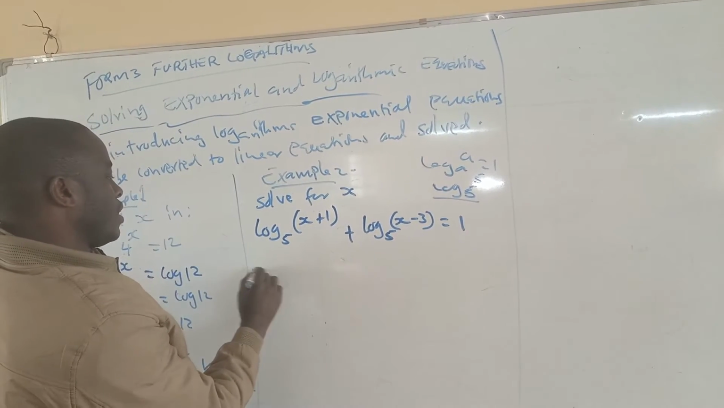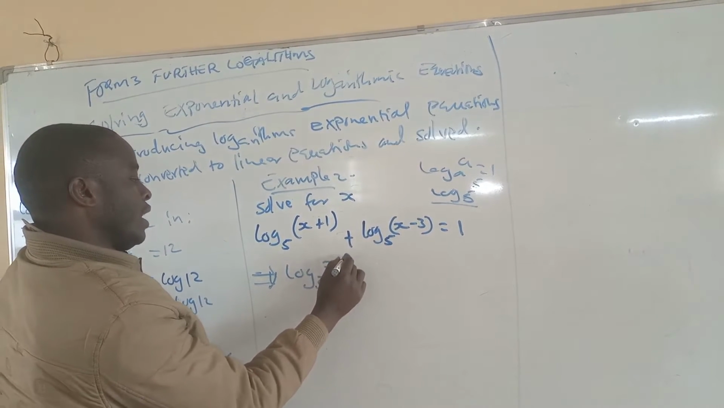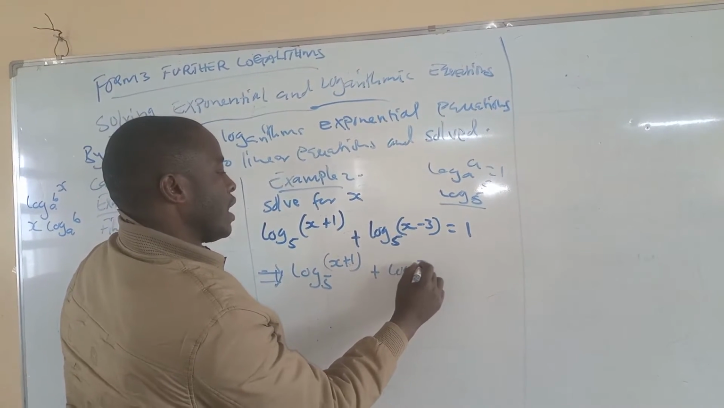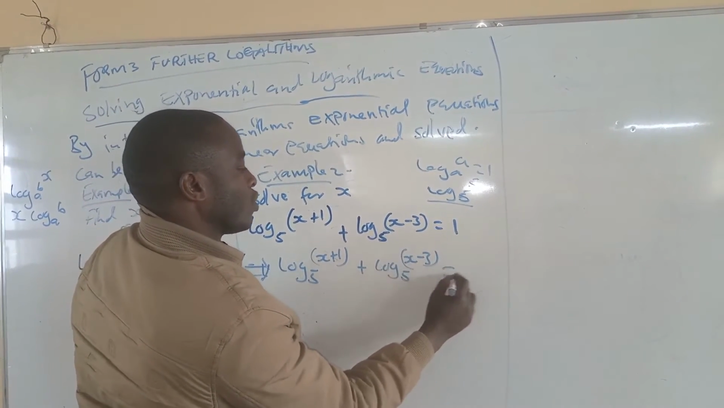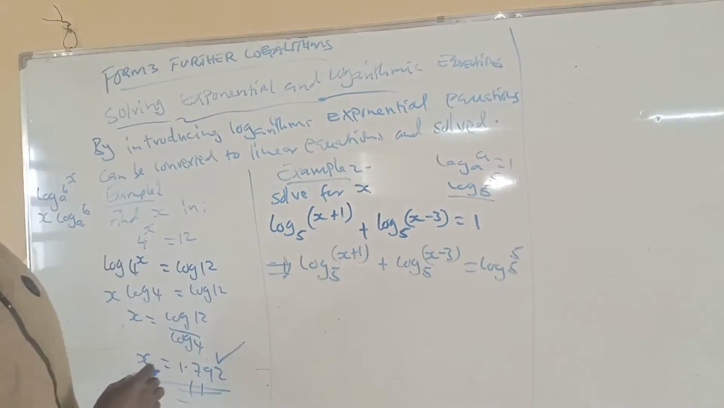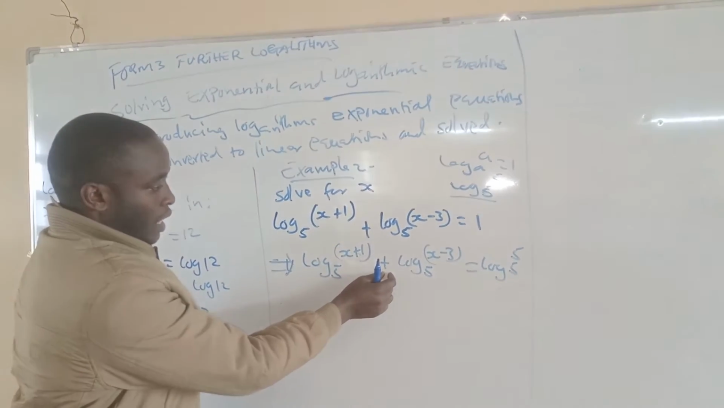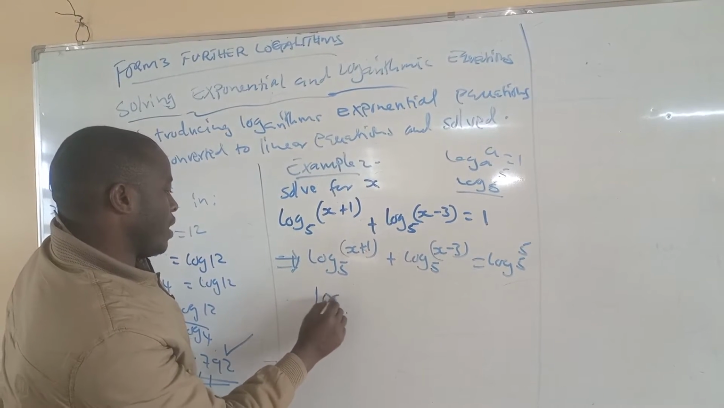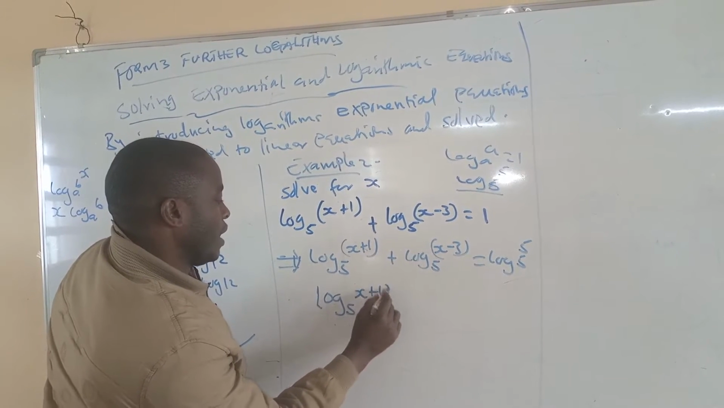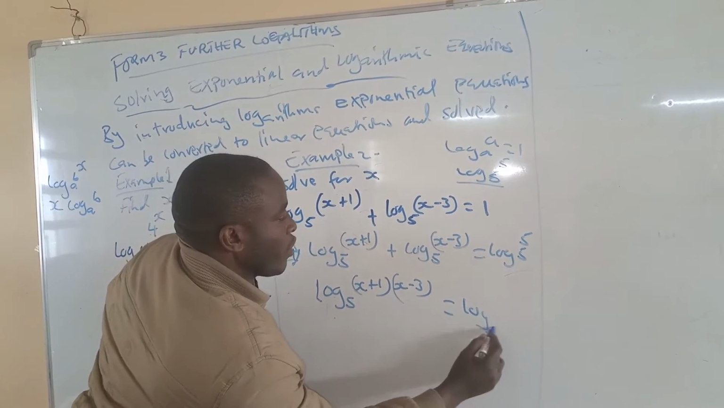And therefore if we rewrite the equation, we shall have log base 5 of (x plus 1) plus log base 5 of (x minus 3) equal to log base 5 of 5. After doing that, we need now to use the laws of logarithm. This is an addition, and therefore we can multiply. So we have the common base 5, we multiply this and this, it means it is (x plus 1) times (x minus 3). This will be equal to log base 5 of 5.